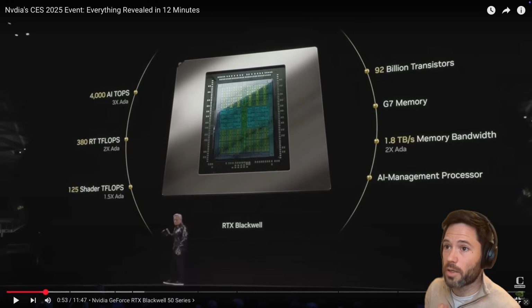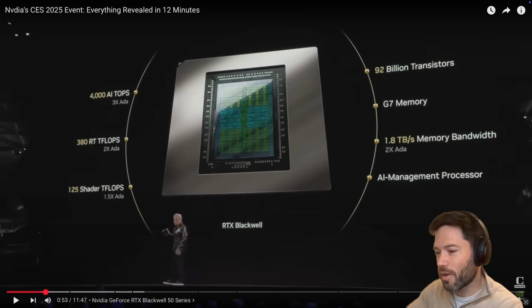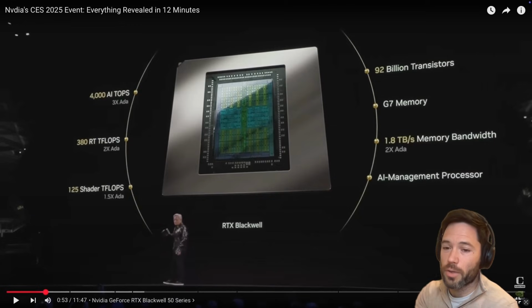Now, I don't talk a lot about graphics cards on this channel, but I did learn something quite interesting about the RTX series.